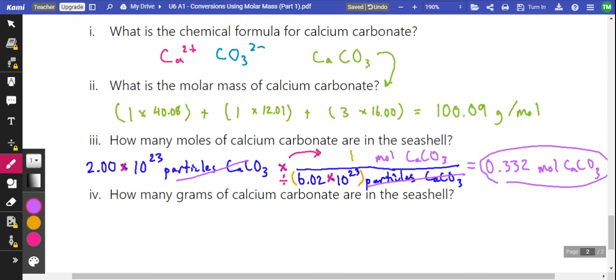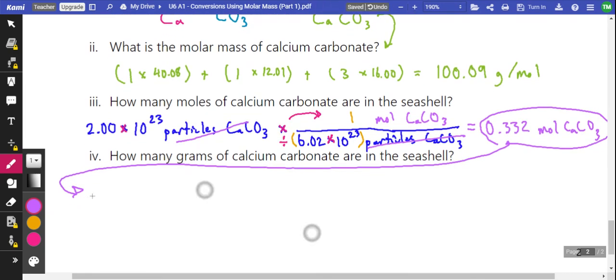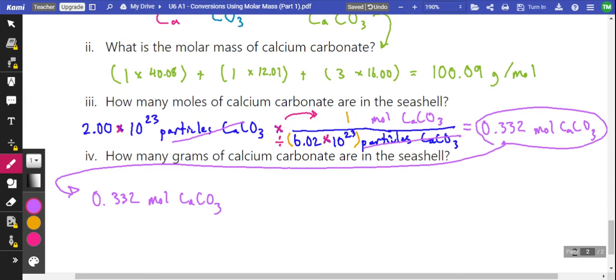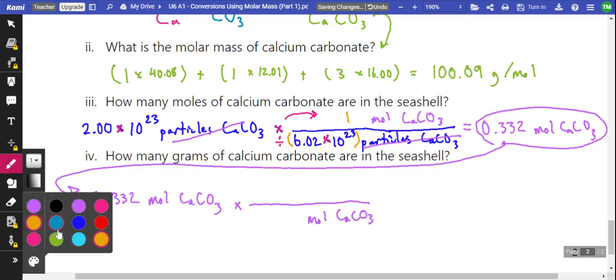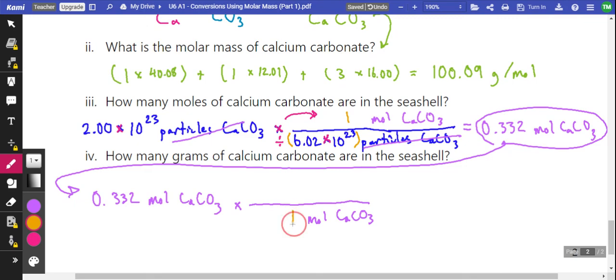Okay, one more question. How many grams of calcium carbonate are in this seashell? All right, well, I can go from moles to grams, so while we've got this moles, we might as well use it. So let's take this down here. We'll use it for our last calculation. 0.332 moles of CaCO3 are going to get converted. I'm going to multiply by a fraction bar. Okay, where I'm getting rid of moles on the bottom. Moles of CaCO3. And I don't even need to know what's going to be on the other side. I see moles in a fraction bar. I'm going to be 1 with moles.